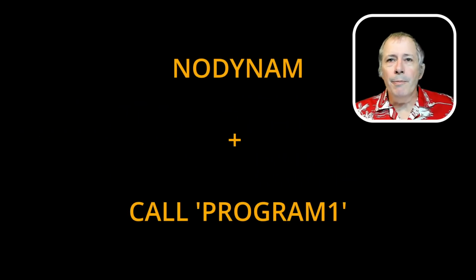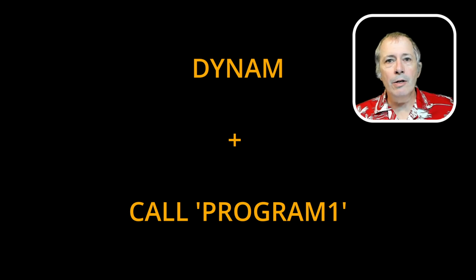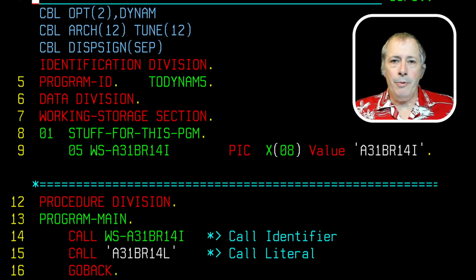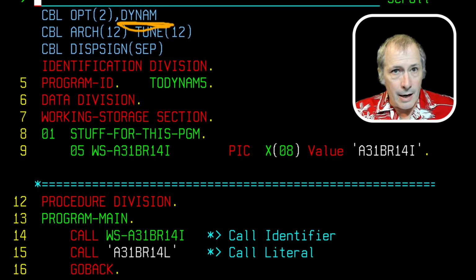What happens when a program is compiled with the no DYNAM compiler option? What changes when DYNAM is used? Consider this program named 2DYNAM5. The first line contains the compiler option DYNAM.